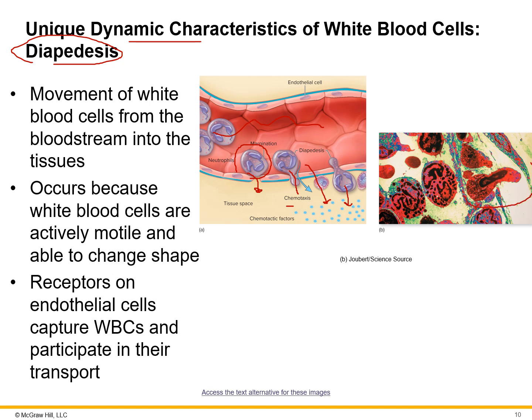And you can see it here under the electron micrograph. It's showing this white blood cell literally squeezing out of those blood vessels. So this is referred to as diapedesis. It's how the immune cells get from the circulatory system out into our tissues.